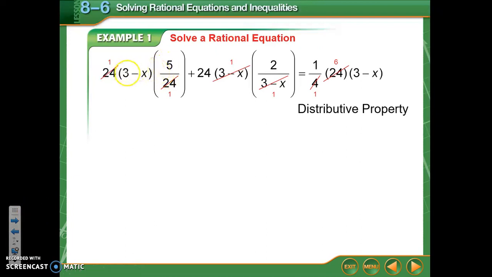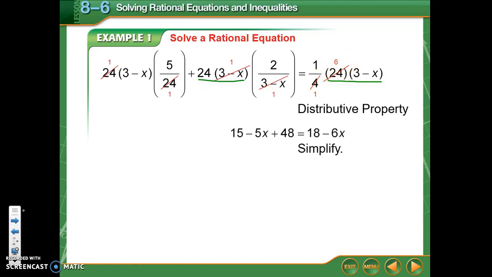So that's what they're showing you here. 24 times 3 minus x times 5/24. Notice the 24's divide out to 1. Then here's my LCD again times the second term, the 3 minus x's divide out to 1 because those are factors. And then here's my LCD again on this side. The 4 and the 24 divide out. 4 goes to 1, and 24 is 6.